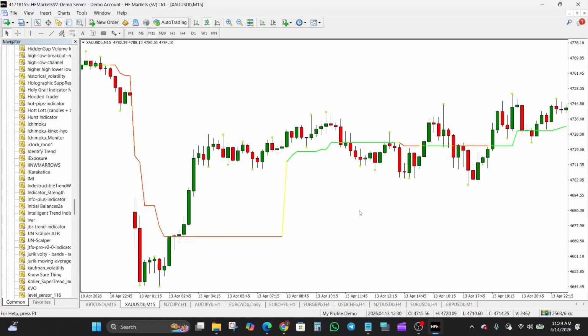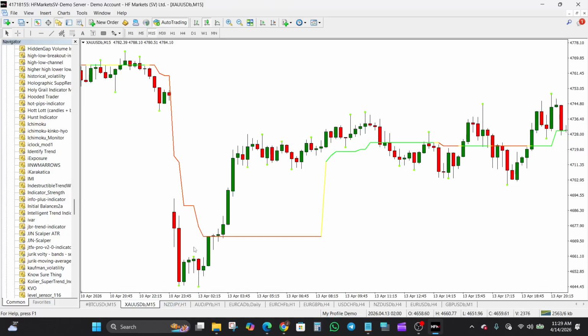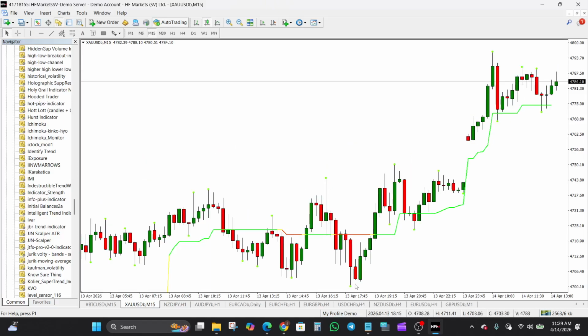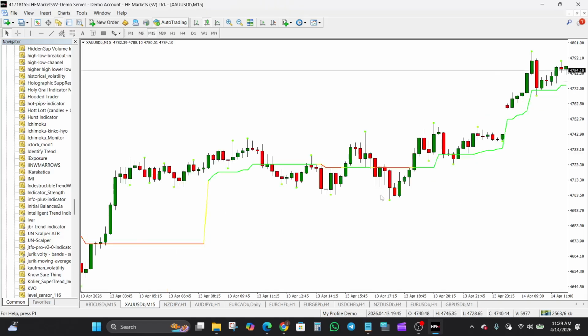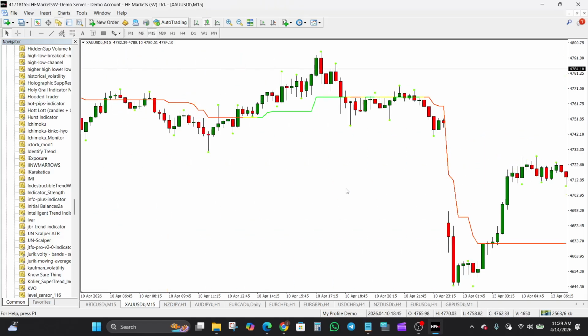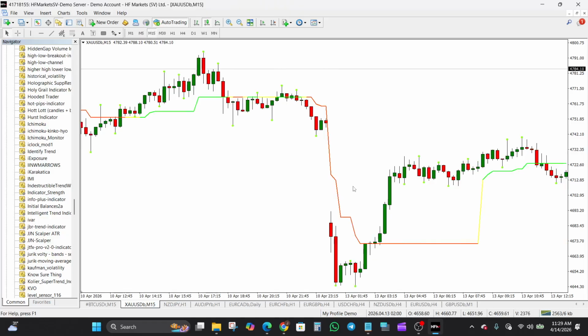Now you will also notice that these dots help to identify the top and bottom of your candlesticks. You can see they only appear around the top and the bottom of your candlesticks. So if you are using a strategy that relies on tops and bottoms of candlesticks, you want to watch out for the appearance of these dots.